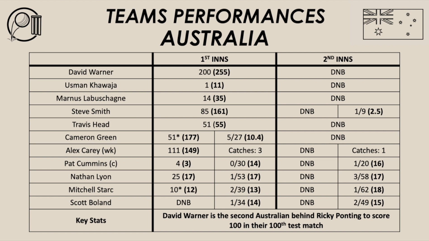So that partnership between Carey and Green and the partnership of 239 for the 3rd wicket between David Warner and Steve Smith early on in the innings were the key partnerships to get Australia to that big first innings lead, as I mentioned.